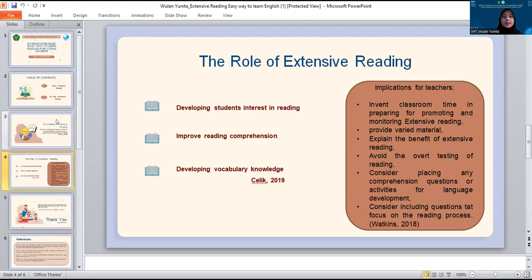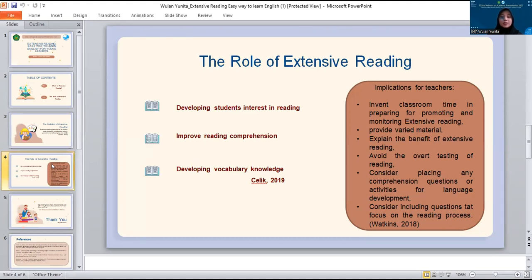The second is improving reading comprehension. Extensive reading provides an opportunity to see grammar in context, so students can deepen their understanding of how grammar is actually used. It allows them to see the relationship among words and concepts.